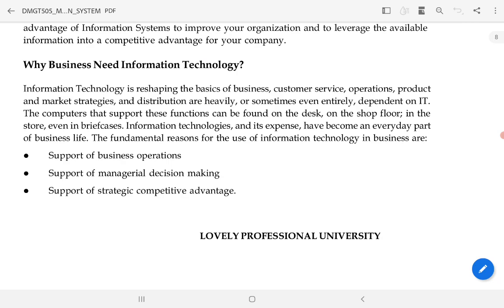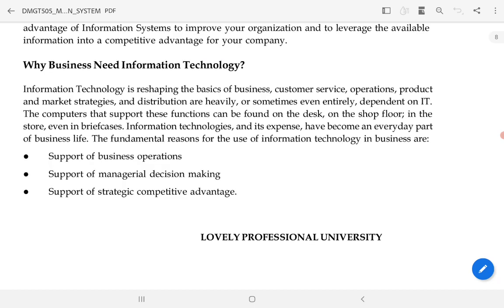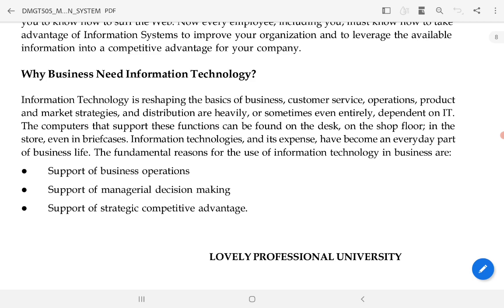It is a key role, and IT and MIS are parts of any organization or business. IT is responsible for various components of business: customer services, operations, product and market strategies, distributions. Generally all these things are done by IT and MIS in an organization. The computers that support these functions can be found at the desk.